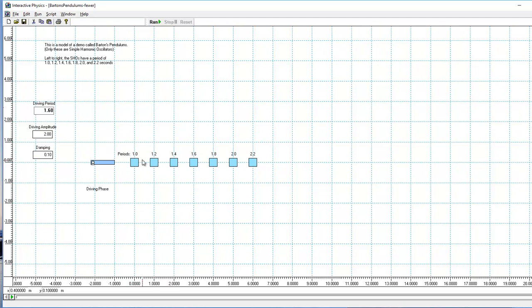These are faster oscillators and these are slower oscillators. And it's important that you know the difference in phase between the driving phase and the fast ones, the driving phase and the resonant one, and the driving phase and the slower one, right? So I'll explain what phase means here. You're like, huh? All right.